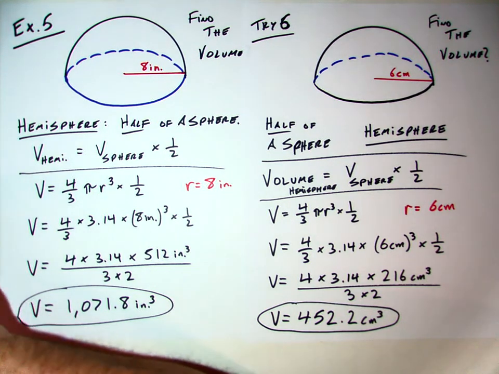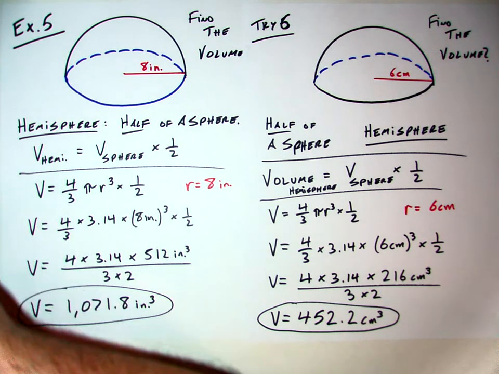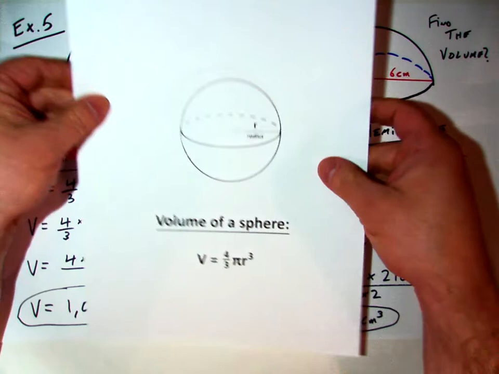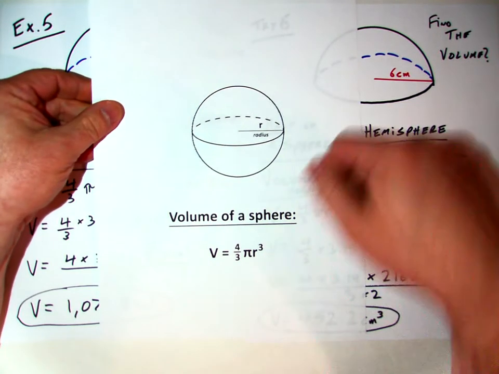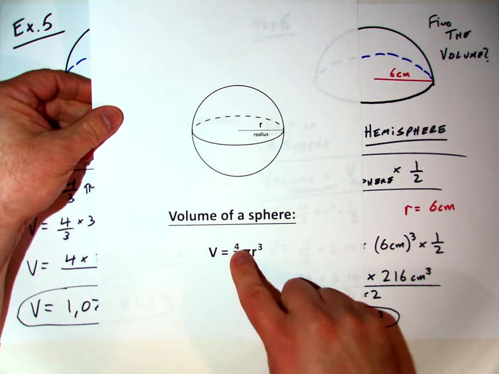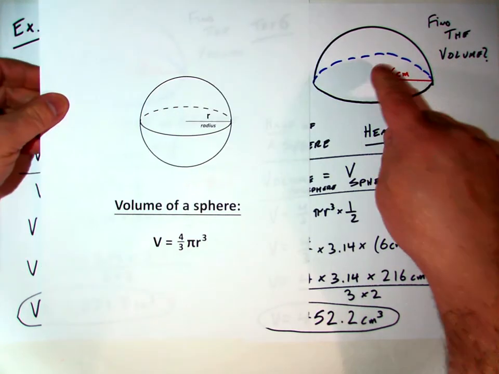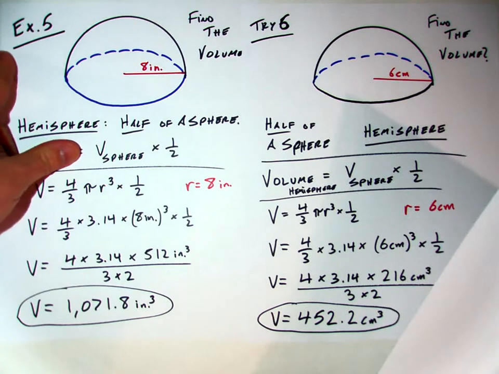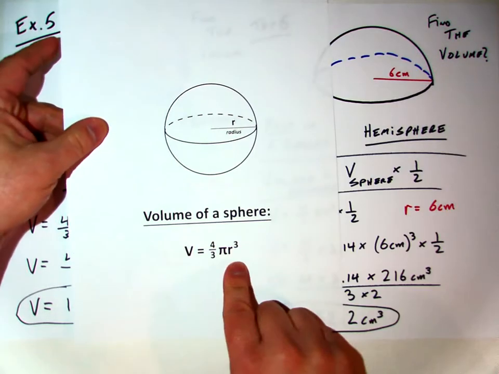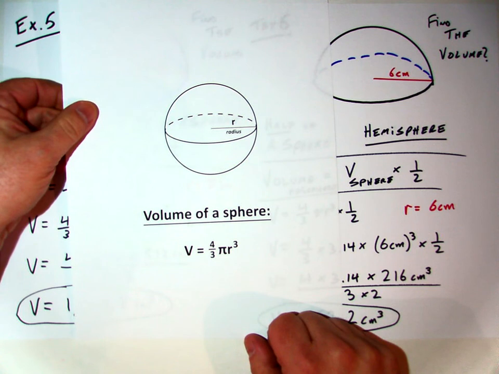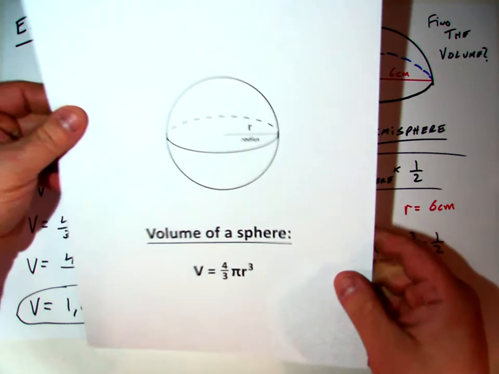So we've tried some different volume of sphere problems. We did some where we actually had the radius. We did some where we had the diameter and you had to convert the diameter to the radius in order to plug it in correctly. We incorporated this 4/3 as the fractional coefficient in the front. And we even did some half spheres, which are hemispheres, by just taking this formula and dividing our final answer by 2 to arrive at the volume of a hemisphere.